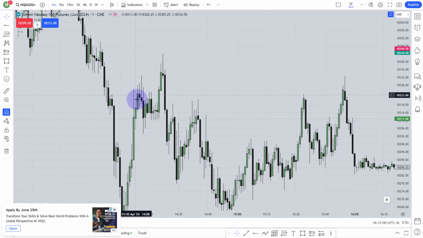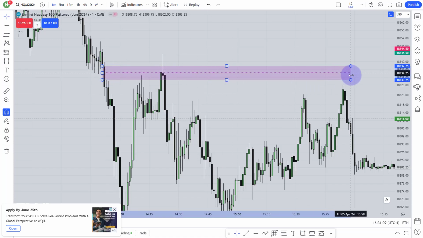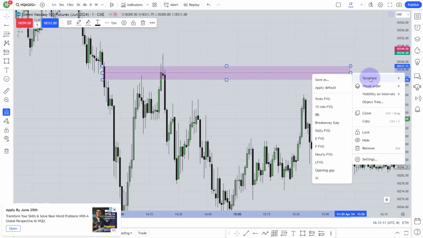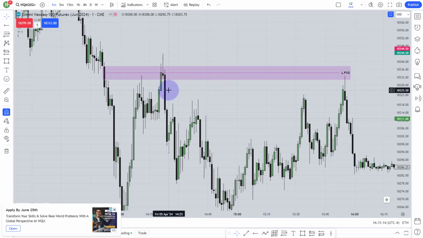So you see, this is the highest high which has traded the last fair value gap over here. I don't have any anti fair value gap over here. Instead of that, I have this last fair value gap. So I'm gonna mark this as my last fair value gap. This is the highest high.